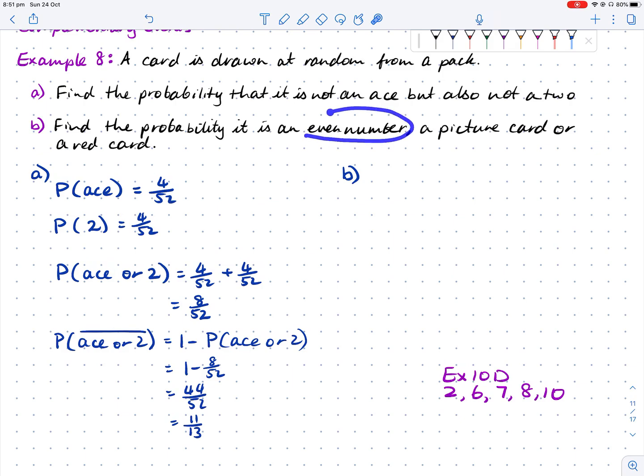Now if we want an even number or a picture card, those are mutually exclusive. You can't have a number and a picture card at the same time. So what we can do is combine that together into one. Okay, we're going to work out that probability all together. And then we need to work with the red card.